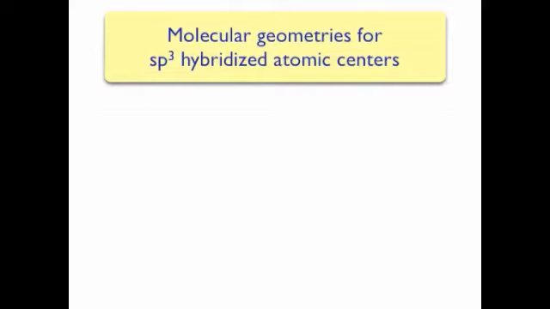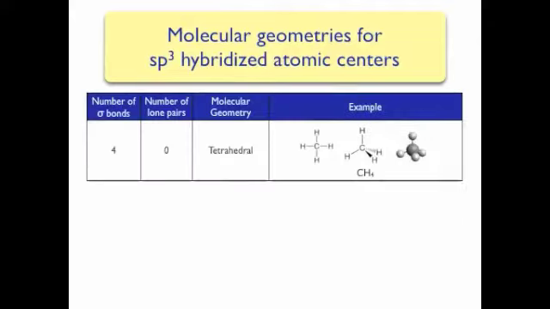For sp3 hybridized atomic centers, we have three possible molecular geometries. The first comes when we have four sigma bonds and zero lone pairs. In this case, the molecular geometry is tetrahedral. Methane is an example of a tetrahedral molecule. We've encountered this before in our previous lecture.